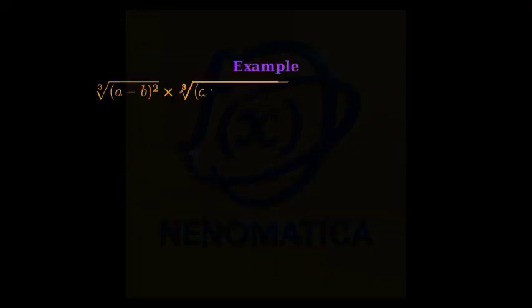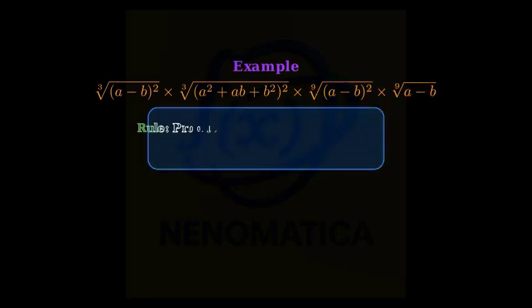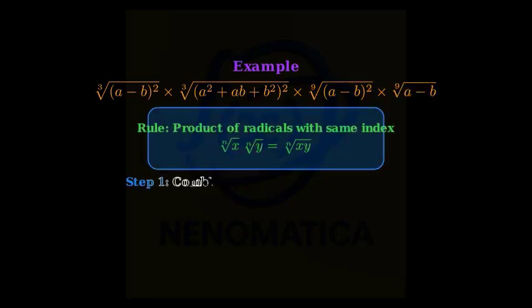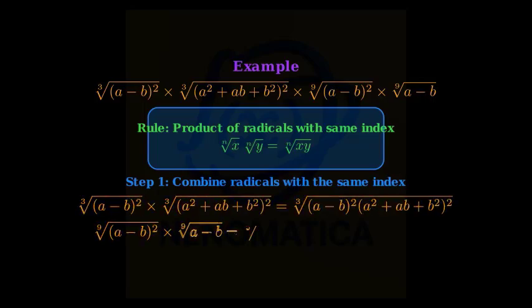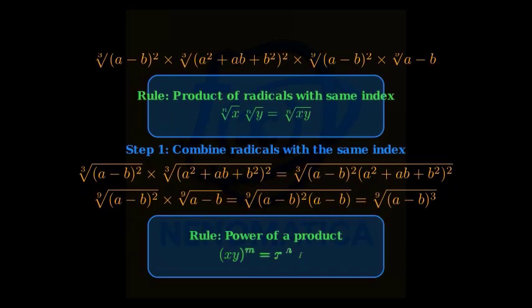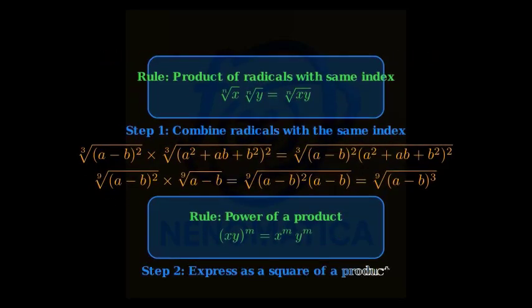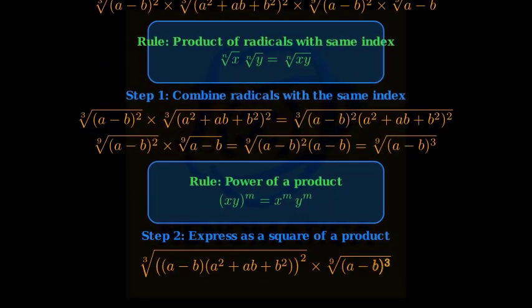Example. Here is our first expression. Step 1. Combine products that share the same index. For the cube roots, multiply inside a single cube root. For the ninth roots, multiply inside a single ninth root. Step 2. Notice the cube root now contains a product raised to the second power. We can rewrite it as the square of the product.